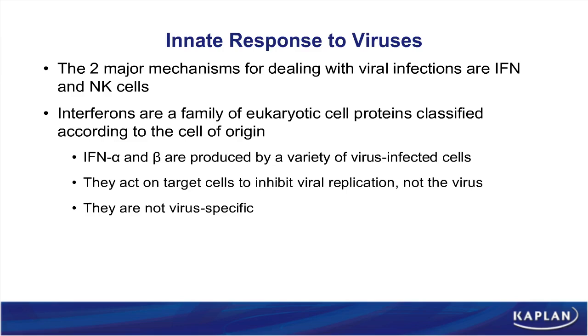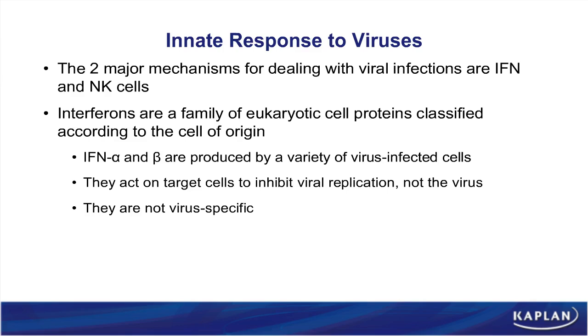Interferons are a family of proteins that are classified according to the cells that make them. The interferon alpha and beta are produced by cells that are infected with a virus. And this is going to be just sort of a really cool response that you're going to see that these cells have to viral infections. They act on target cells to inhibit essentially protein synthesis. And what happens in the wake of that is that you inhibit viral replication. You are not specifically inhibiting the virus, and that's going to be an important distinction we want to make. So these aren't virus specific.